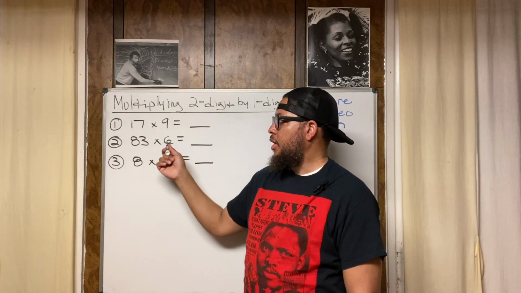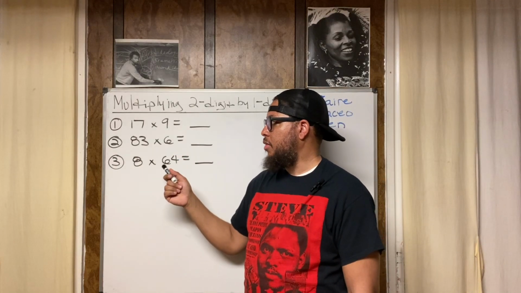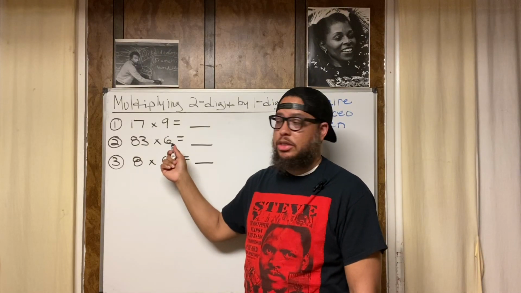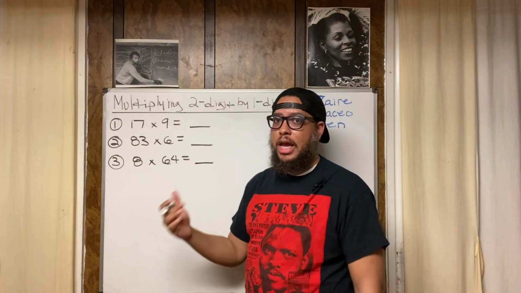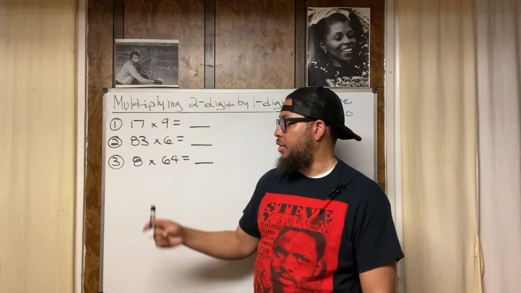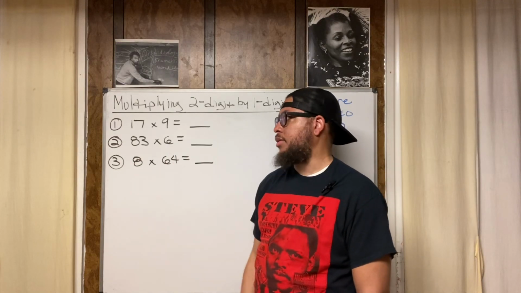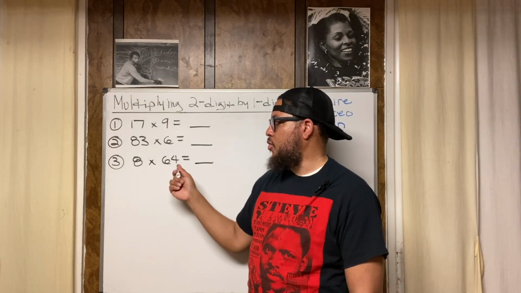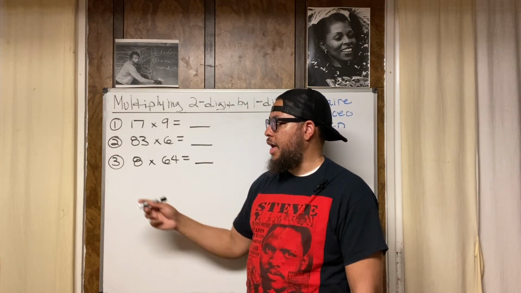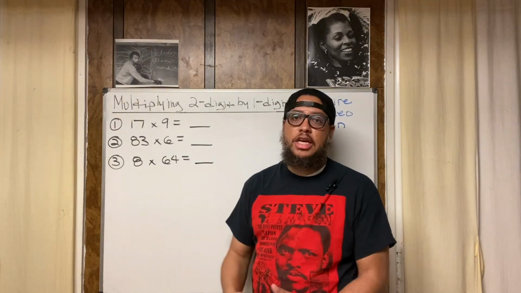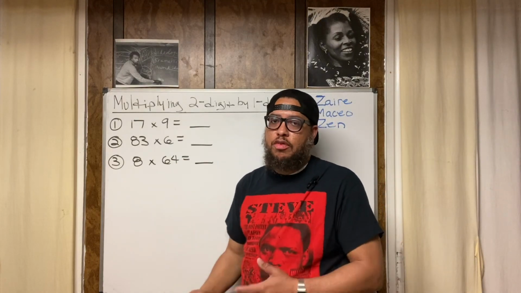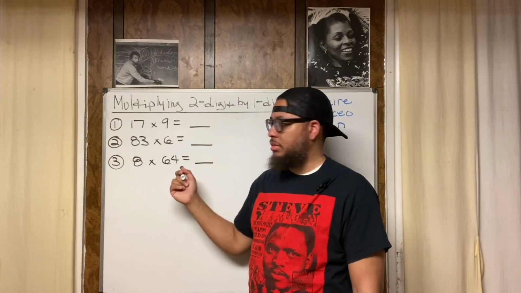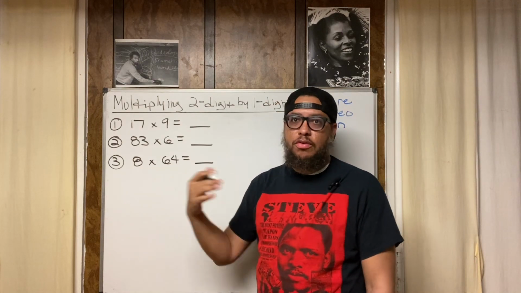Look at number two. If a certain group of teams scored 83 touchdowns, and a touchdown is worth 6 points, how many points would that be altogether? 83 times 6 would give you your answer, or your product, your result, your total. Number three, 8 times 64, right? If a certain team had a touchdown, 2-point conversion combination, and they did it 64 times, how many points is that? 8 times 64 would give you the answer to that.